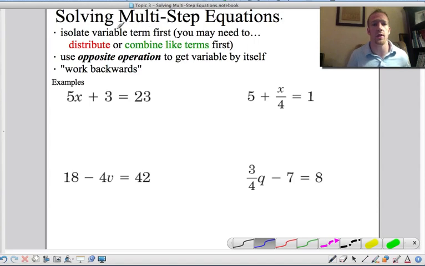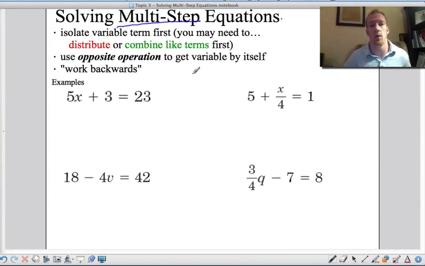So, solving multi-step basically just means it requires more than one step. You're doing more than just adding or just multiplying. You have to do combinations of things. Alright, most people have trouble understanding what order to do the combination of things.